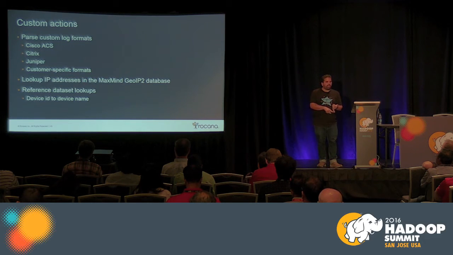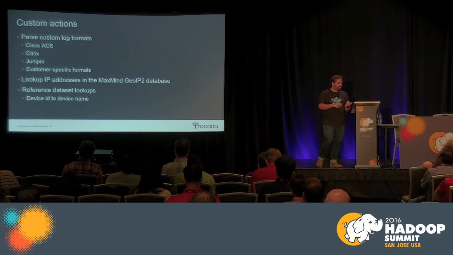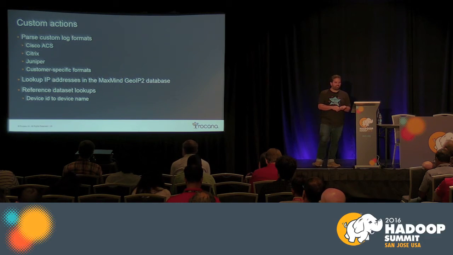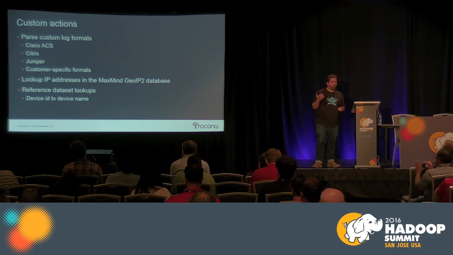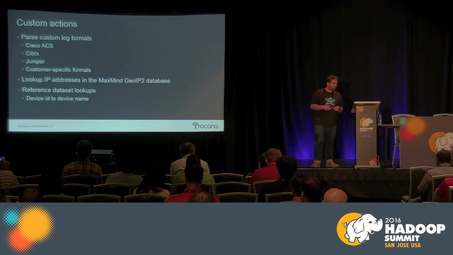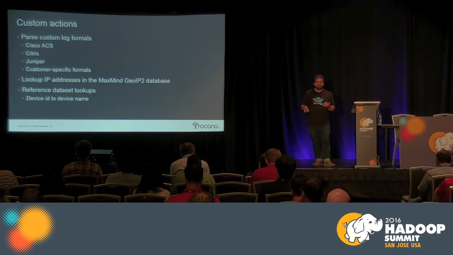Some examples of custom actions that we or our customers have built: a lot of it's for custom log formats. Not every log format works well with regular expressions as the parsing engine. So a lot of our customers will write custom parsers, build them as actions, and then they can parse any sort of arbitrary log format that may be coming into their system. Another one is enrichment. The most popular one is looking up IP addresses in a GeoIP database and adding that data to the events coming through. And then there are other reference data set lookups that they'll do, like device ID to device name mapping.